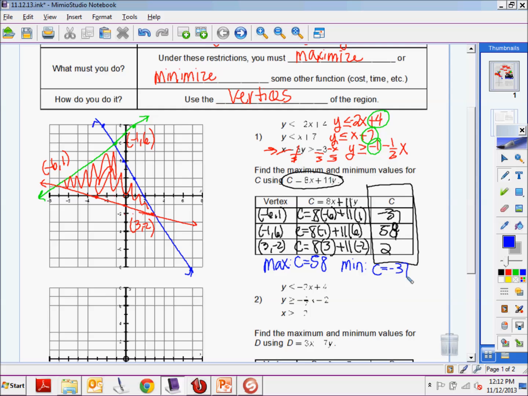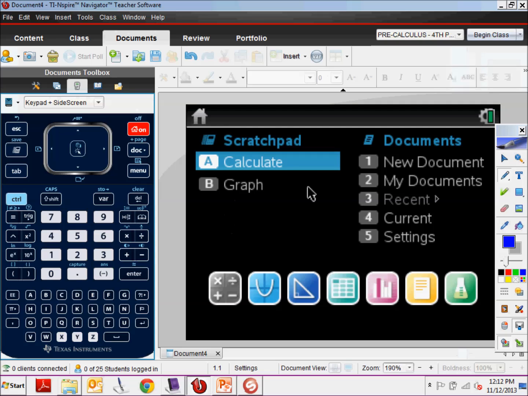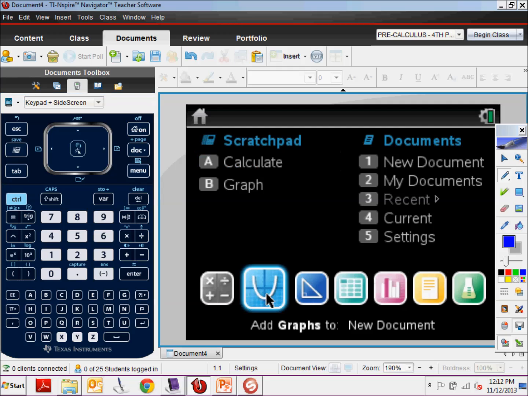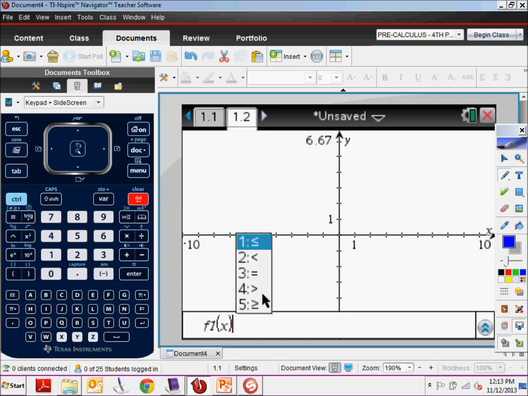Pretty much the same. All right, so number 2, we're going to learn how to do it with a calculator. So take your calculator from the home screen. You're going to open up a graph page. You can just click on the little graph right here, the little blue button, and it'll open a graph page for you. Okay, are we dealing with an equal sign? No, we're dealing with what? Inequalities. So that means we're going to delete out our equal sign, and we're going to put in our inequalities.